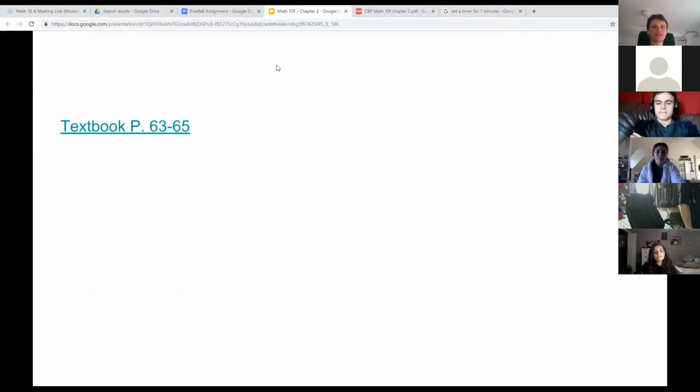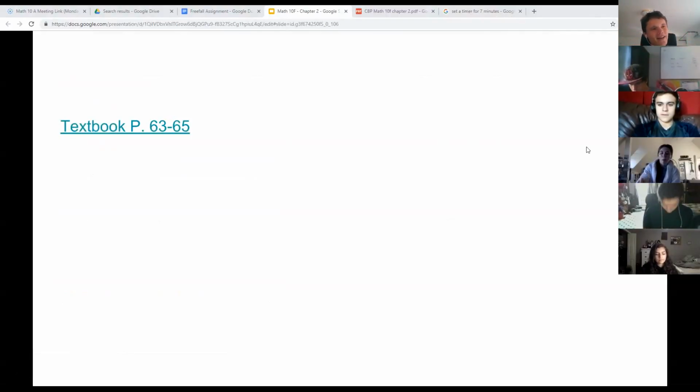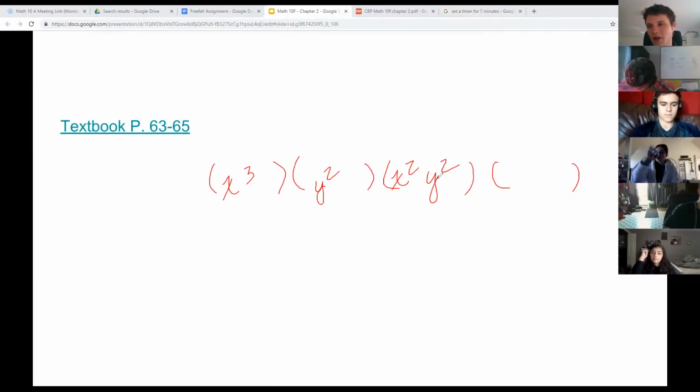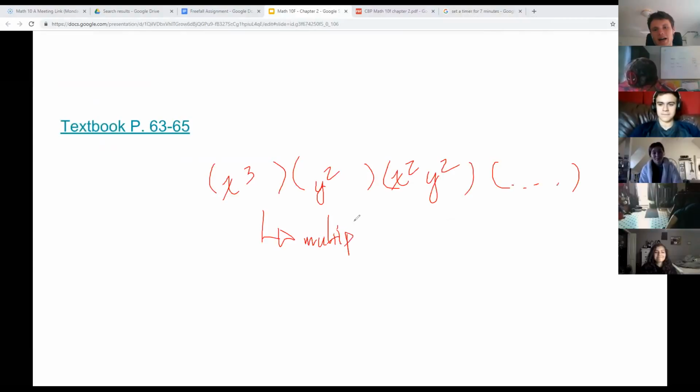For the next bit here, what I want to do is split you guys into two groups, and I want this to be a little competitive. I'm going to link to a document that has one big expression where it's multiplying many polynomials: x cubed, y squared, x squared, y squared, etc. Your task as a team is to multiply and simplify everything.